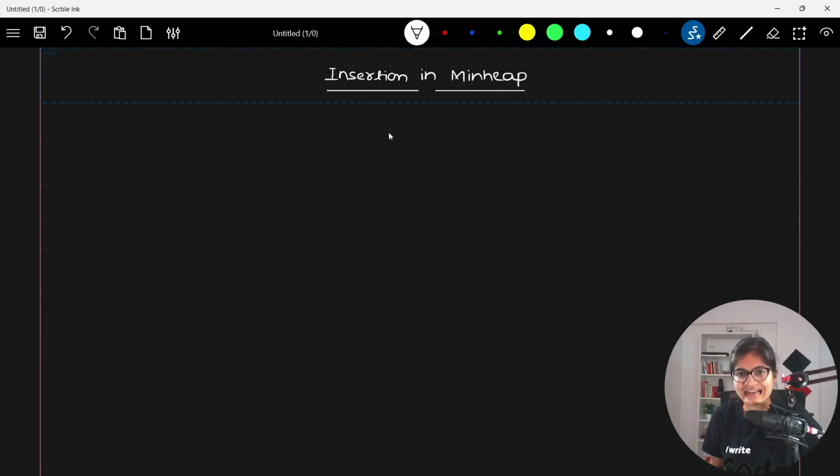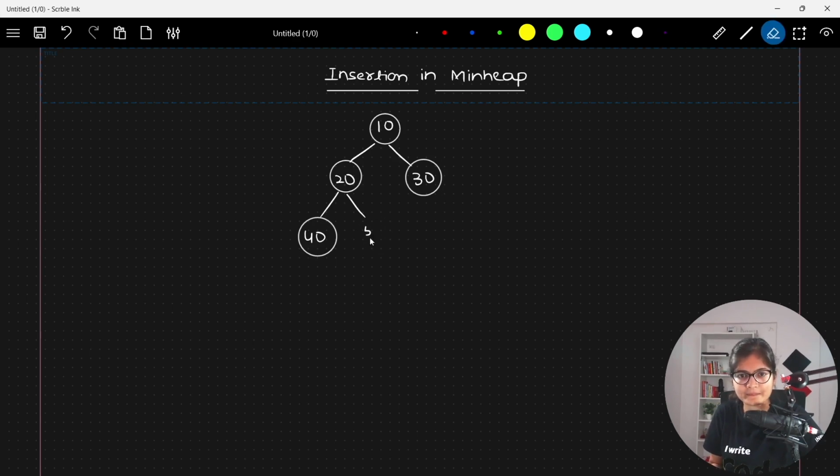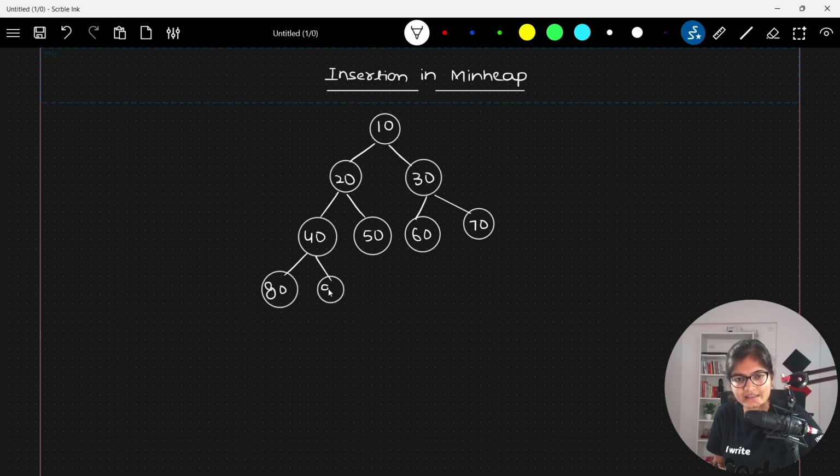So I will try to create one Minheap here. For example, I have data like this: 10, then 20, then 30, then here 40, then here 50. So this is 50, suppose, then this is 60, this is 70, this is 80, this is 90, this is 100. Let me stop there itself.